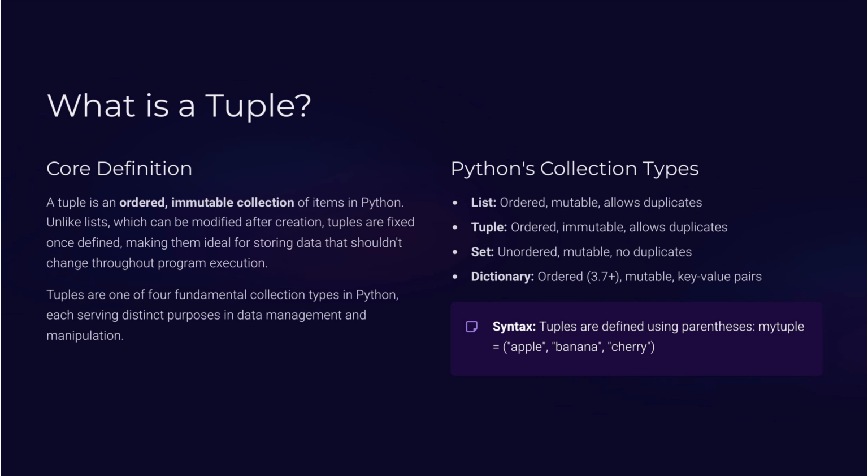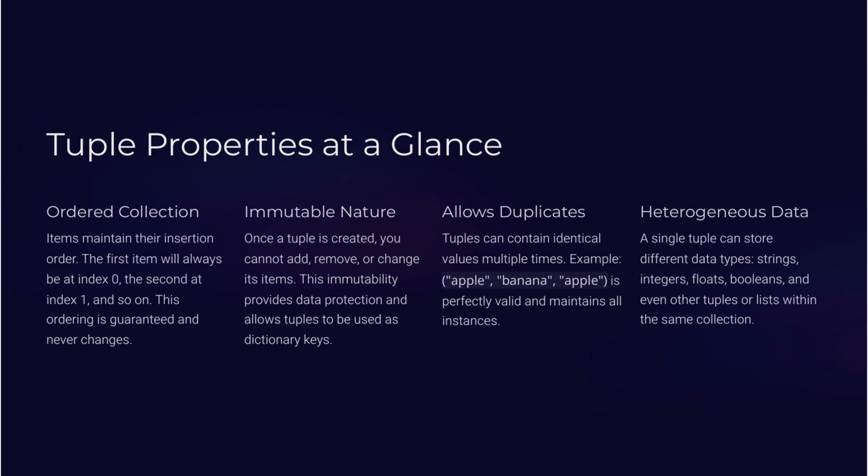Defined with parentheses, tuples allow duplicates and are one of Python's 4 core collection types, alongside lists, sets, and dictionaries, each with unique characteristics for data management. Tuples are ordered collections, ensuring items maintain their insertion order. Their immutable nature means once created, items cannot be altered, providing data protection and allowing use as dictionary keys.